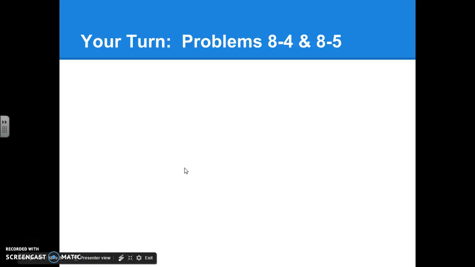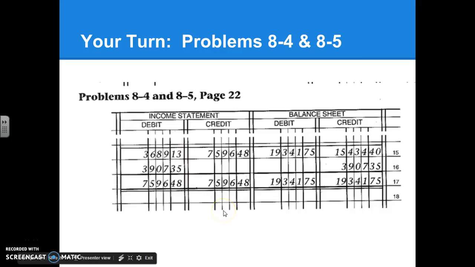All right. So let's take a look at problems 8.4 and 8.5. Take a look at problem 8.4. Here are our numbers. We have income statement and balance sheet numbers. We have to determine and prove and rule that this is going to be working. So you're going to be doing this in problems 8.4 and 8.5. This is the solution. The question is, can you get to that solution when you do the problems on your own? This is what it's going to look like. We obviously have a net income in this situation because our revenues are greater than our expenses.